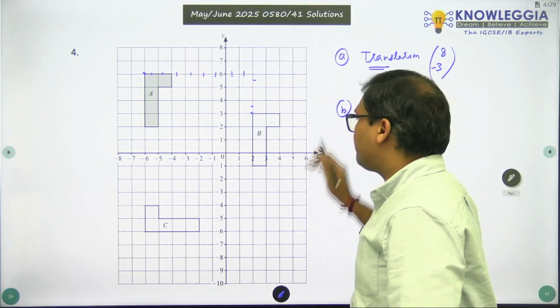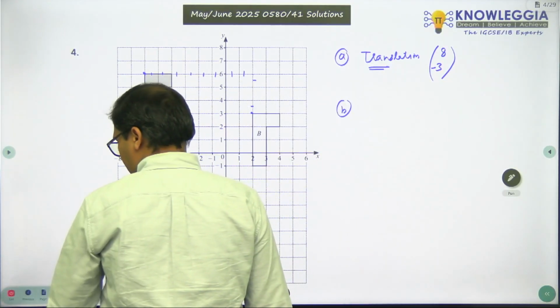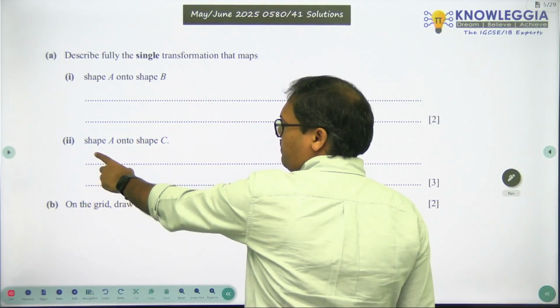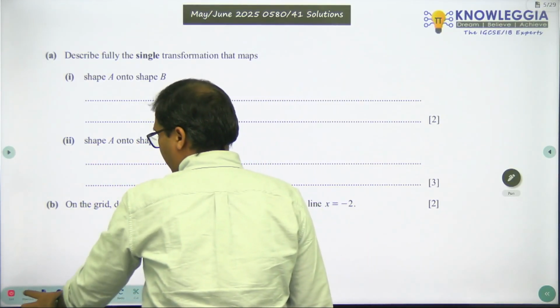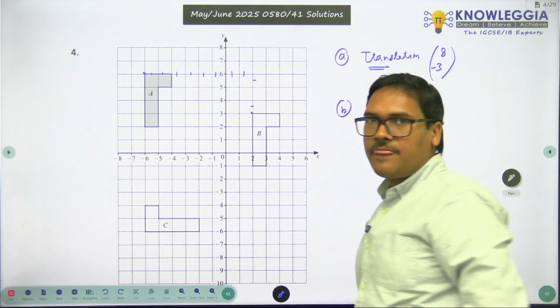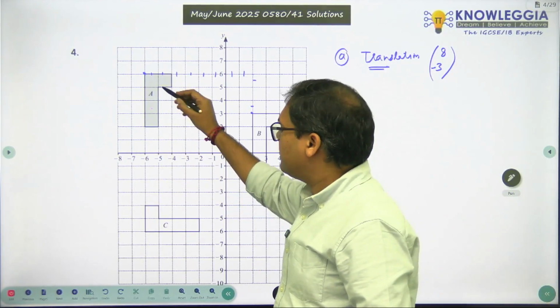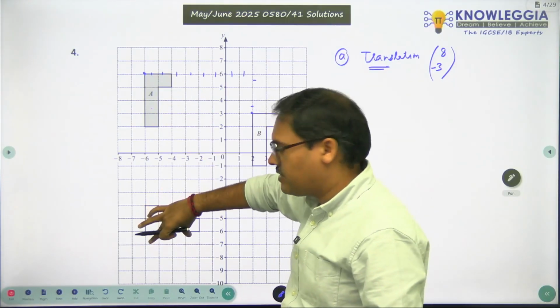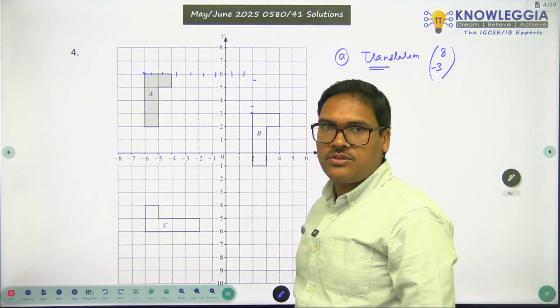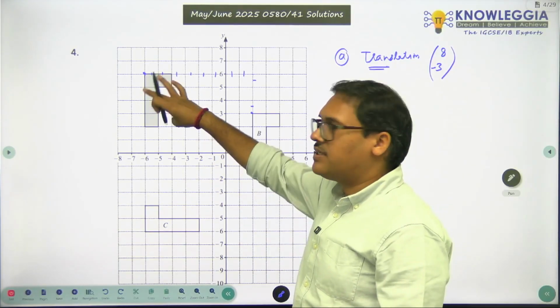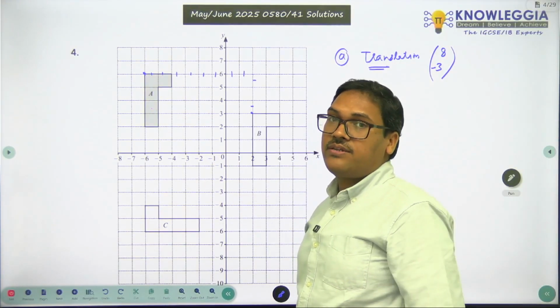Second, what is the question here? The second is shape A onto shape C. Now we can clearly see this is a rotation by 90 degrees, because you can clearly see this line has gone, this horizontal has become vertical. So this is perfectly an anti-clockwise direction. But in this case, you have to find the center of rotation.